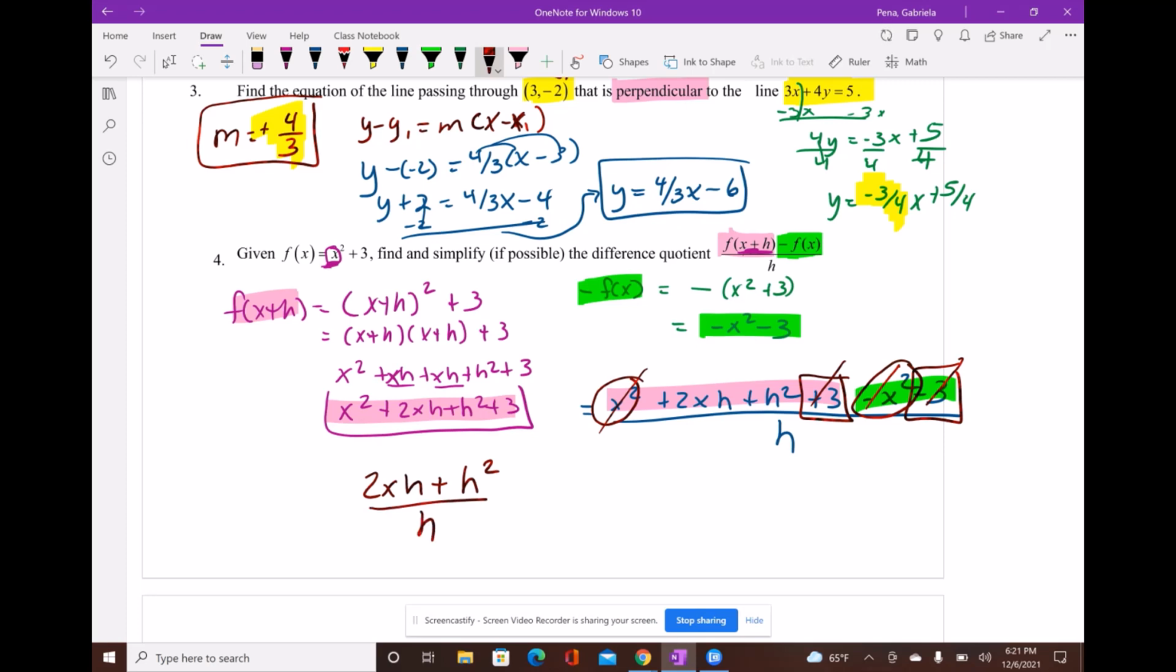We could factor out the h in the numerator. h(2x plus h) divided by h. Now these h's cancel. Final answer, 2x plus h. There's your first 4 problems out of your 21.